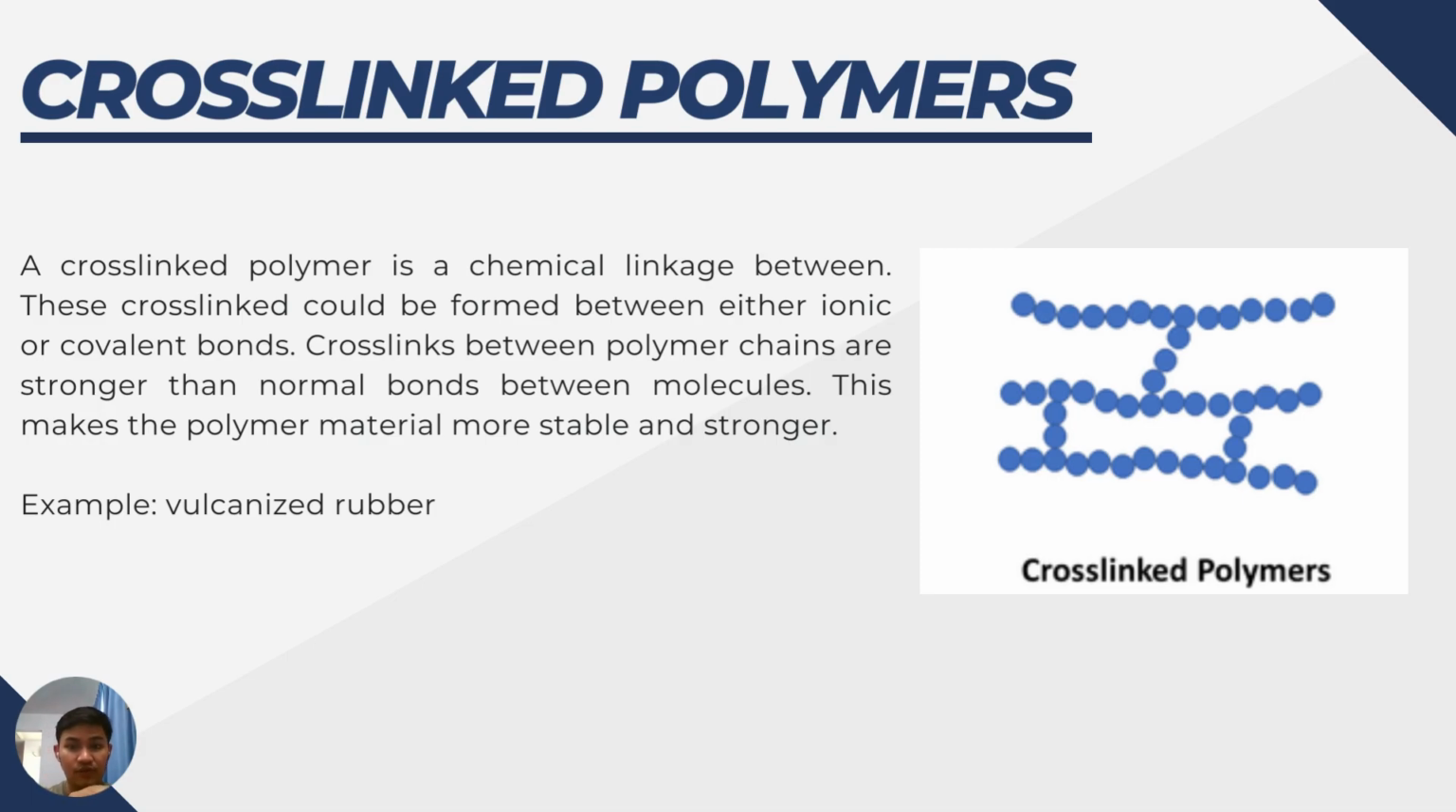Cross-linked polymers can be found in synthetic polymers and naturally occurring polymers. Cross-links can be formed from chemical reactions using cross-linking reagents. The most common example of cross-linked polymers is vulcanized rubber. Rubber is vulcanized because natural rubber is not stiff and rigid enough.